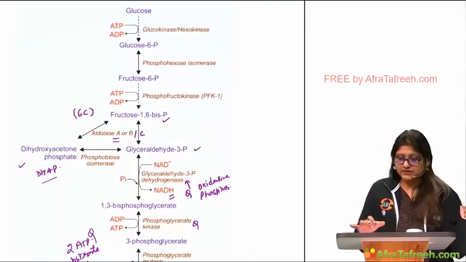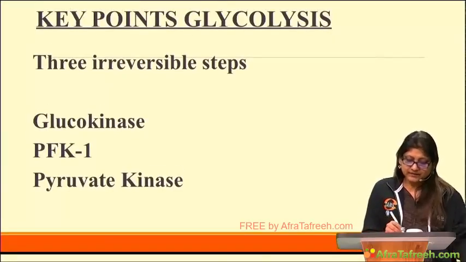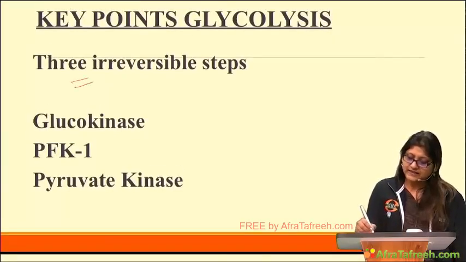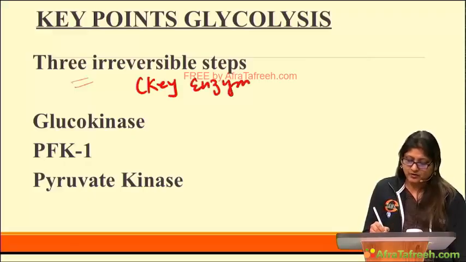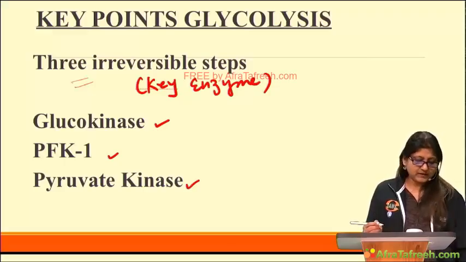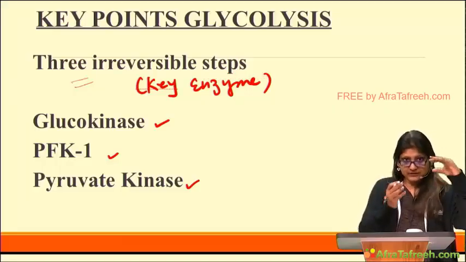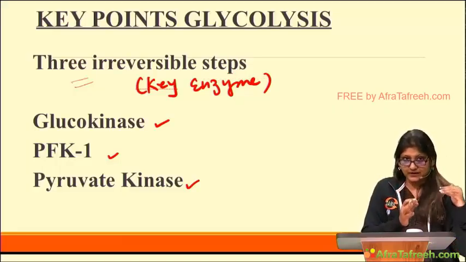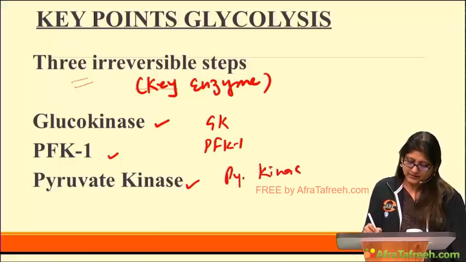Now you must know certain things like the key enzymes of glycolysis. What are the irreversible steps? They are called key enzymes. Key means which decides the direction, right? The key enzymes of glycolysis are glucokinase, phosphofructokinase 1 and pyruvate kinase. You just write down the 3 irreversible steps in glycolysis: the glucokinase step, the PFK1 step and the pyruvate kinase step.